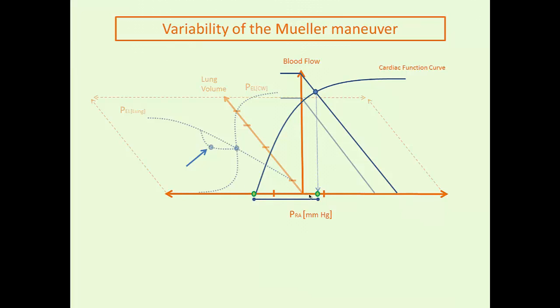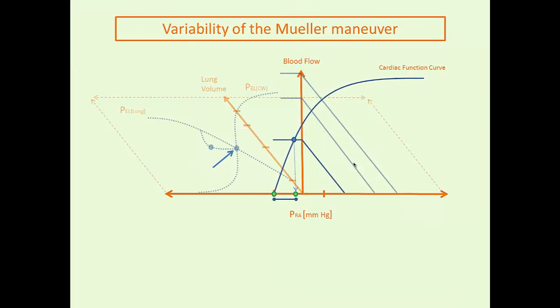Same decrease in intrathoracic pressure, greater increase in the distending pressure. And you can imagine that if you were to increase or lower your intrathoracic pressure to a greater degree with a more forced inspiratory effort, you would tend to augment this distending pressure.